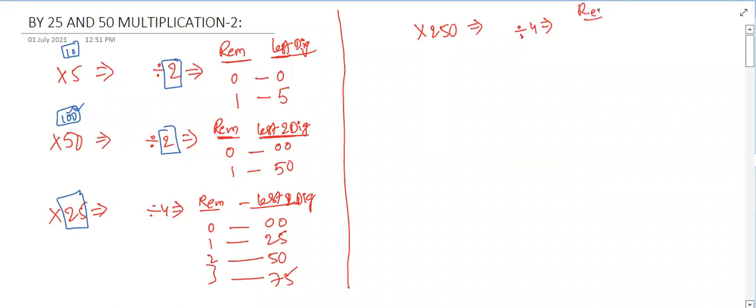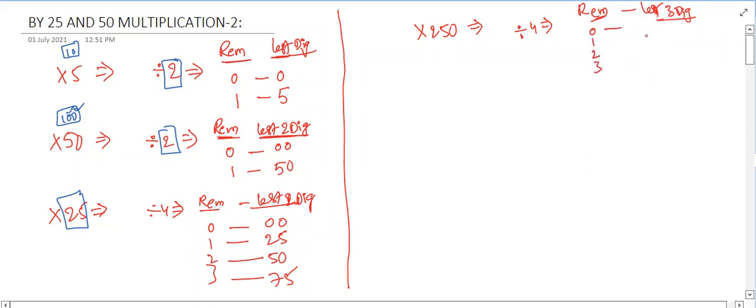3 digits. Why 3 digits? Because by multiplying by 4 we'll get 1000. 1000 is the base, so we'll get 3 digits. So the last three digits will be, remainder possibilities are 0, 1, 2, 3. Remainder 0, 000. Remainder 1, 250. Remainder 2, 500. And then 3, 750. Correct.